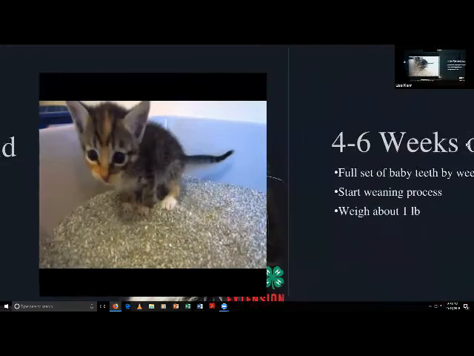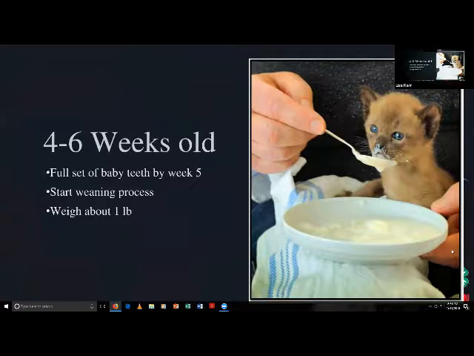So at 4 to 6 weeks old, around the 5th week, the baby teeth have all grown in and they are starting to wean off of their mother's milk. Weaning is the process of the transition from drinking the mother's milk to eating solid food. So by the end of the 6th or 7th week, they should weigh in about 1 pound.